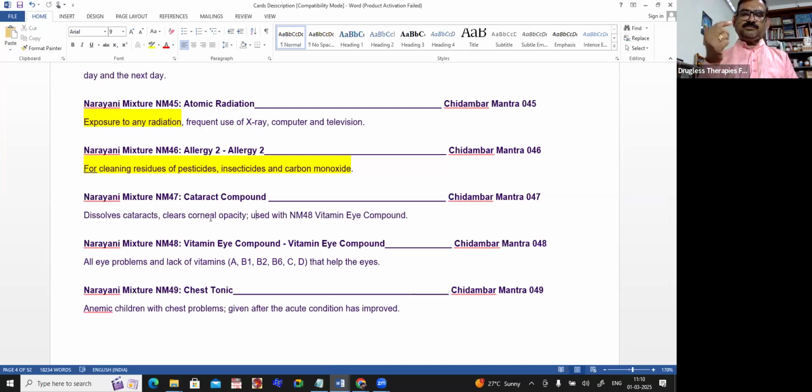That's it. But you can make a small label. What your thought infused, you can just write on that. And dissolve the cataract. Cataract compound is for dissolving the cataract, and vitamin I compound.